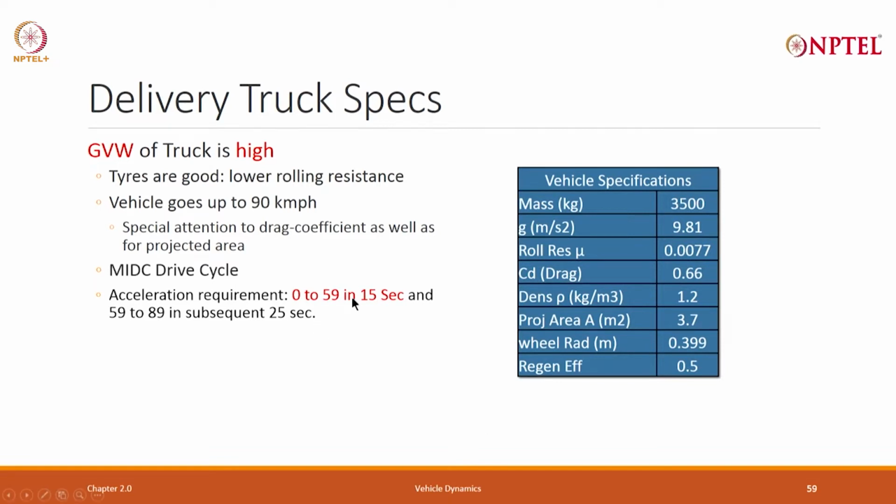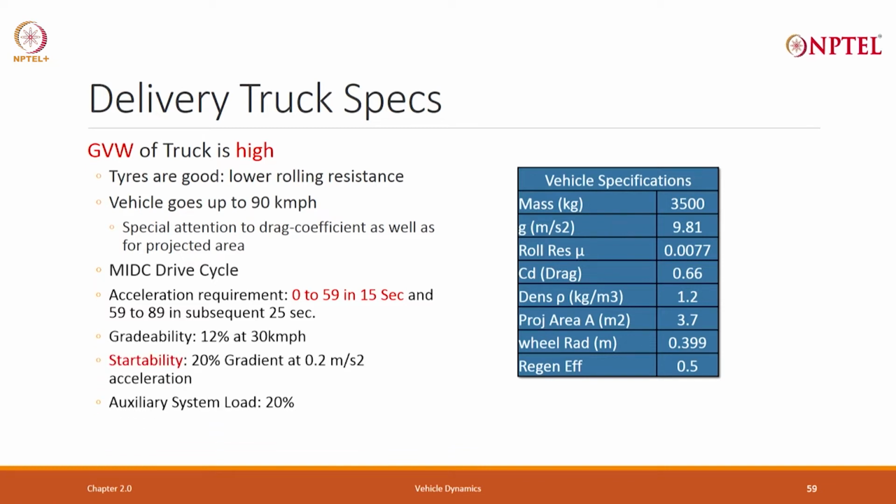This is km/h, I should have added that, I will make the change. These are km/h in 25 seconds. There is another very important parameter about the truck. What is the gradability? So, I have taken 12%, it should be able to do at 30 km/h. Now, that again will impact the torque quite a bit, but not just that.